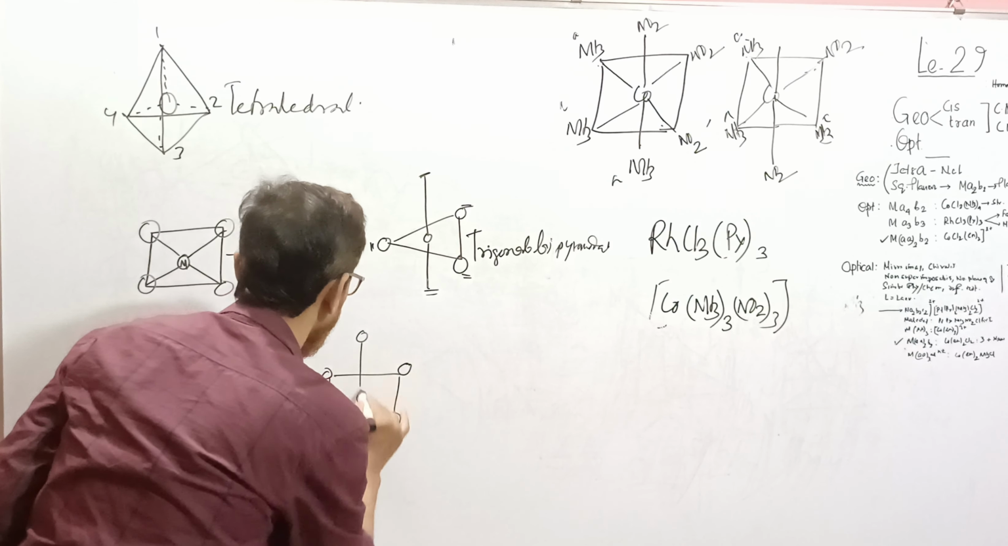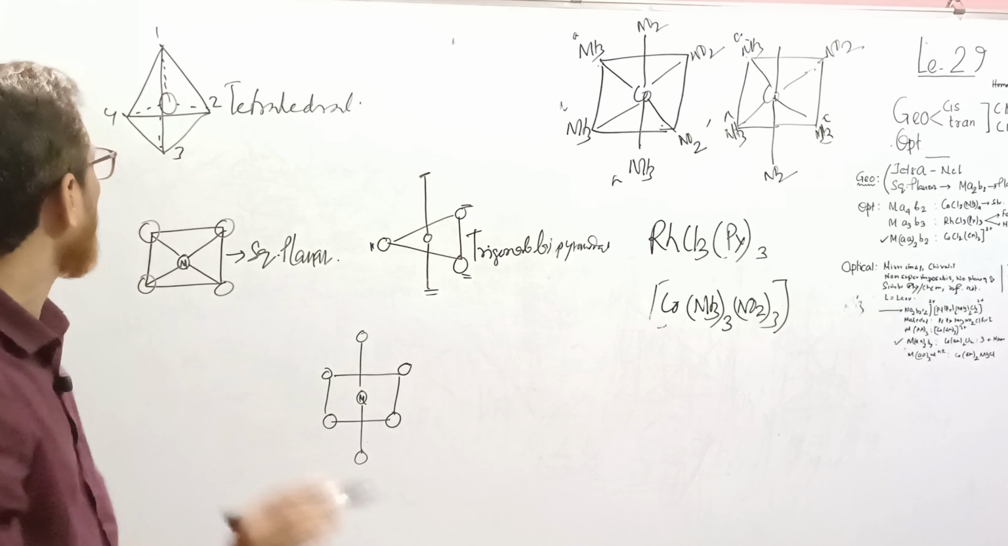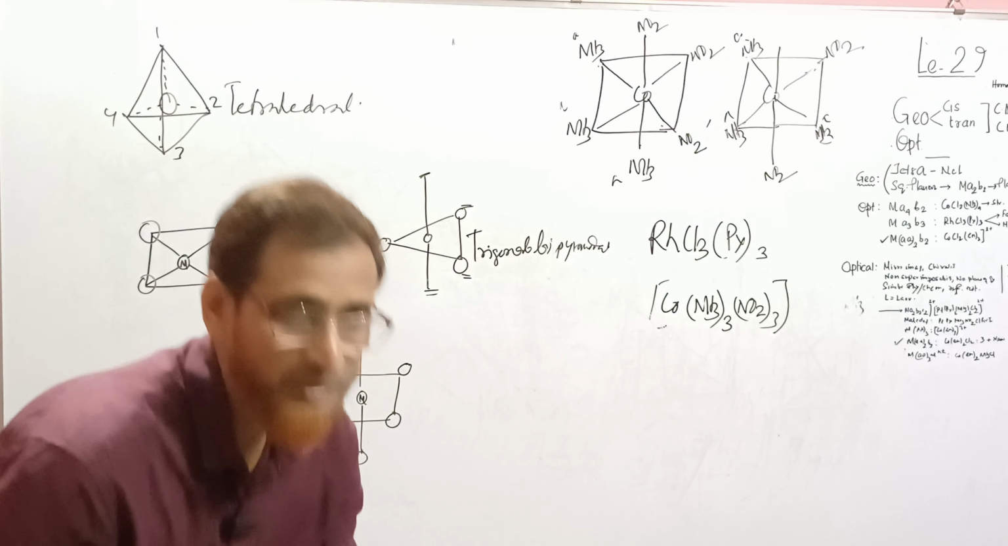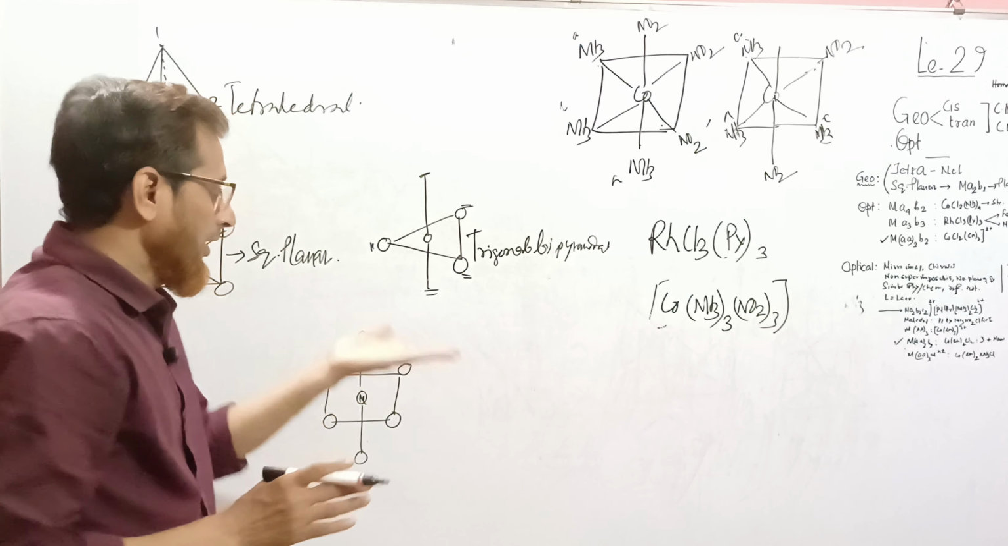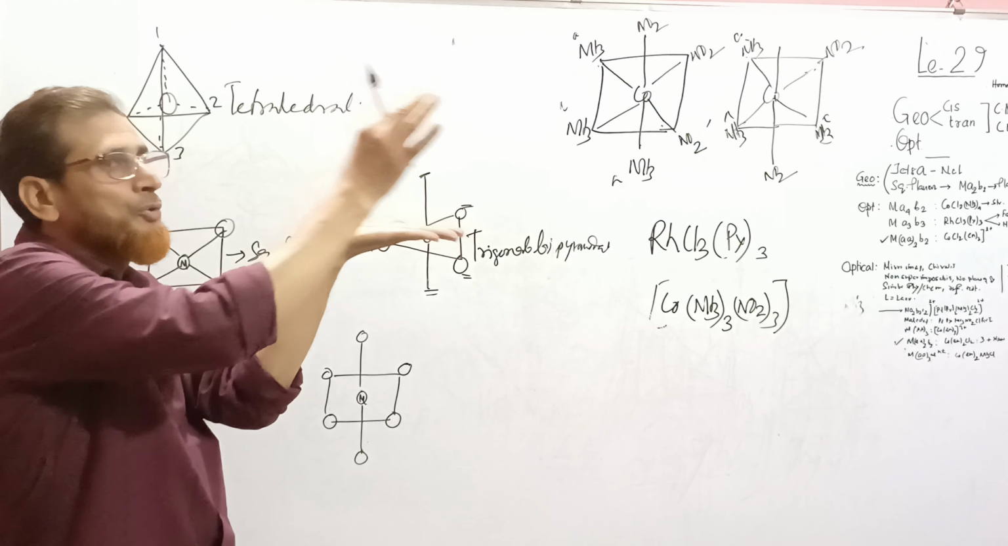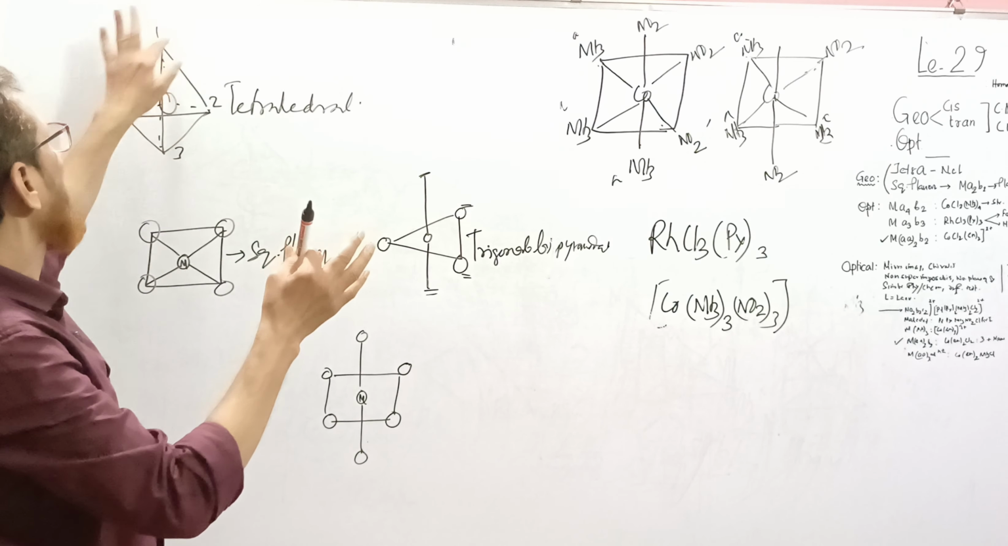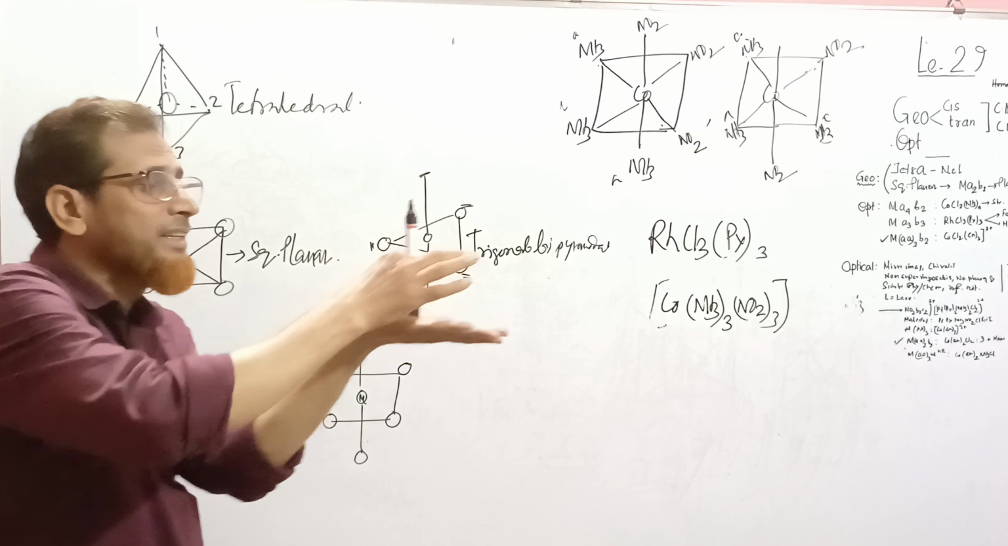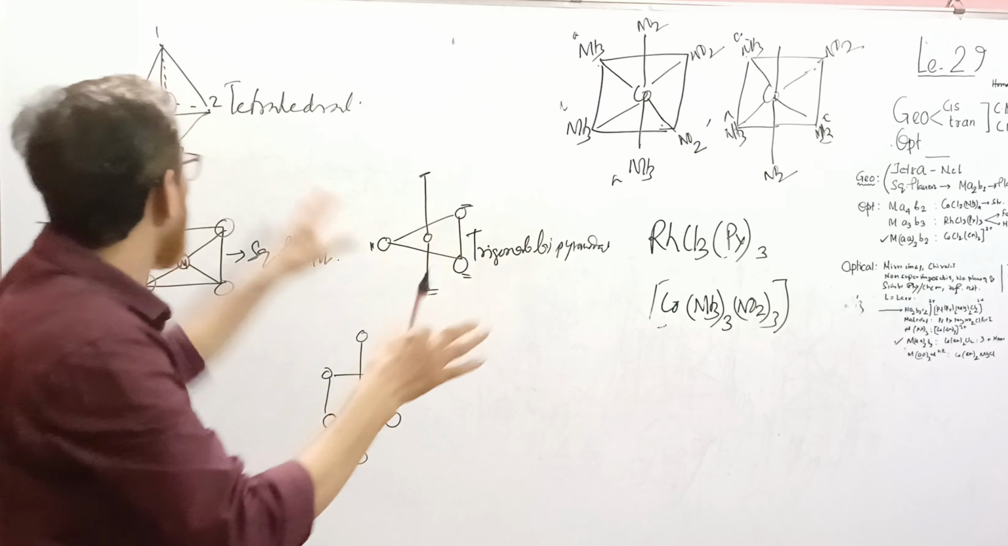Please closely monitor the way I tell, no matter what I tell. Tetrahedral means three ligands are in the same plane, 1 2 3, and the fourth is like this. 1 2 3 are in the same plane, and the fourth ligand is perpendicular to this plane. This is called tetrahedral. But here it is square planar.